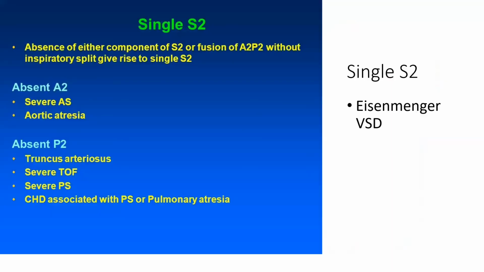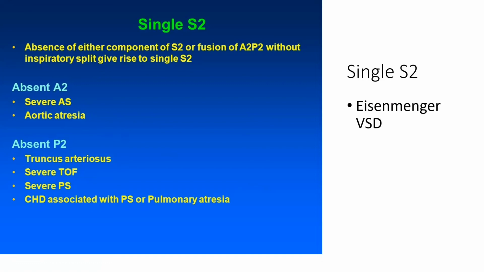So we look at the causes of S2. You remember single S2, so many causes that we talk about. Either you say they are absent A2 or absent P2 or a single S2. Absent A2 is when you have an aortic stenosis or an aortic atresia, which we have not talked about here. In that case, the aortic second sound is absent, so all you're hearing is the P2. Conditions where P2 is absent are truncus arteriosus, severe TOF, severe PS, and congenital heart disease associated with pulmonary atresia. In all these conditions, the P2 is absent, okay?